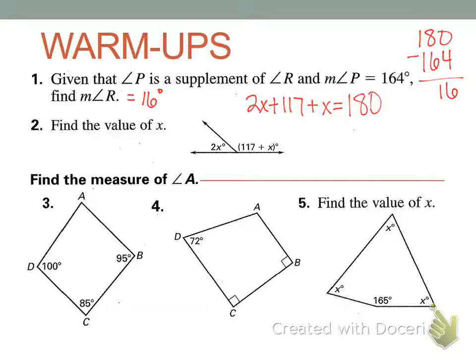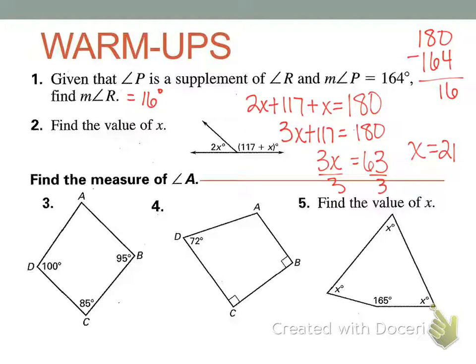Combine like terms, what do we get? I'm going to do that in 2 steps, but yes, so we combine like terms, we get 3x plus 117 equals 180. Then when we subtract 117 from both sides, 3x equals 63. Our last step is to divide. And what do we get for x? 21. Questions about 1 or 2?